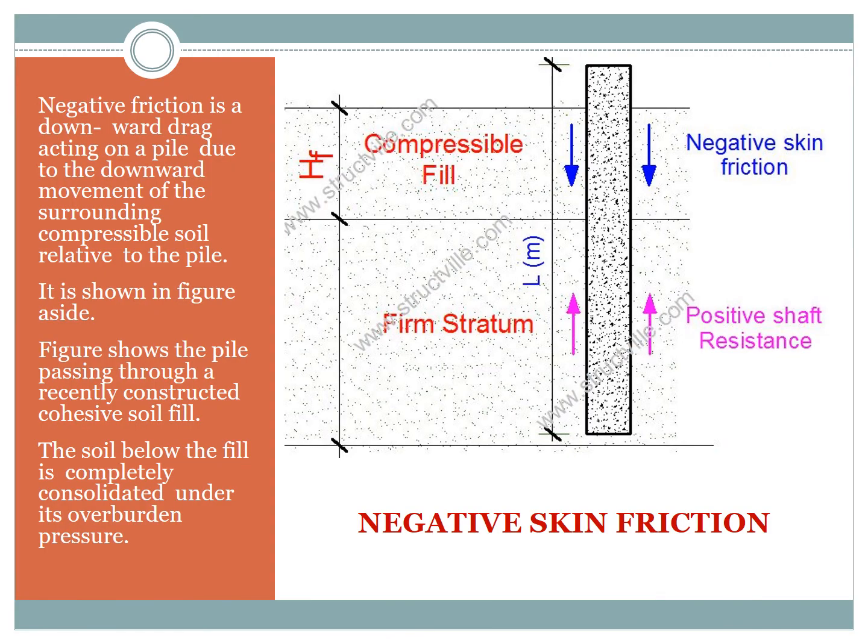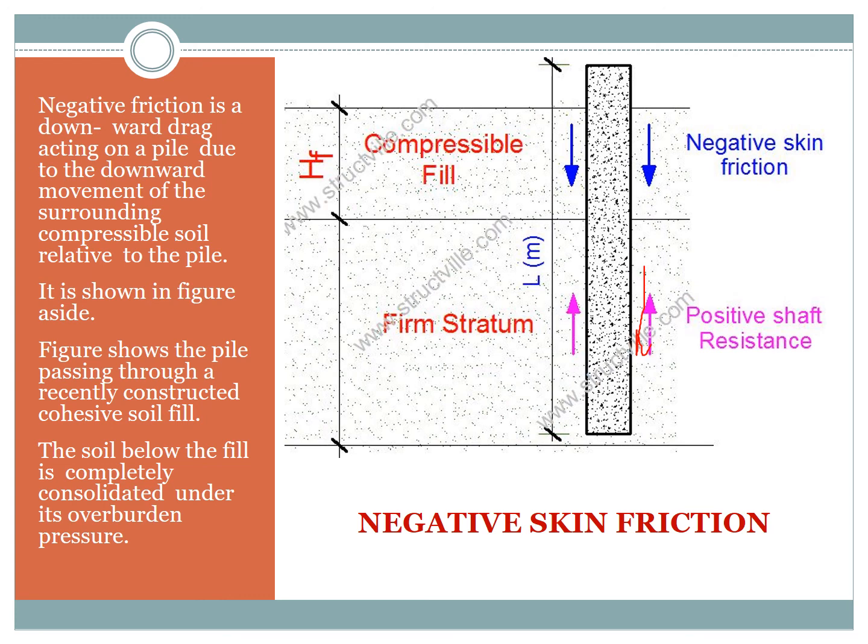Okay. Next, negative skin friction. Negative skin friction is a downward drag acting on the pile due to the downward movement of the surrounding compressible soil relative to the pile. It means when the soil settles more than the pile, the downward drag acting on the pile is known as negative skin friction.